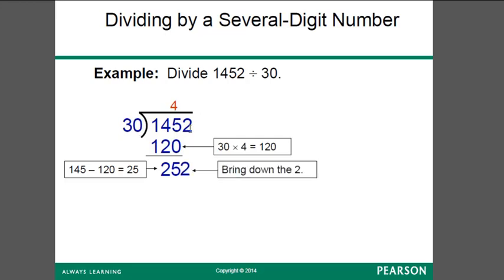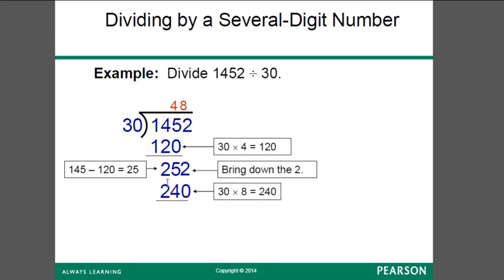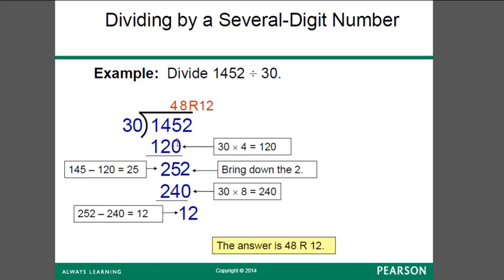Bring down your 2. And now then, how many times can 30 be divided into 252? It'll actually go 8 times. And when I take 8 times 30, I get 240. Take 252 minus 240, and I get 12. Well, 30 does not go into 12, and I do not have anything else to bring down. Therefore, my final answer is going to be 48, remainder 12.